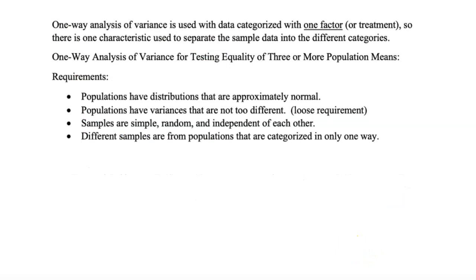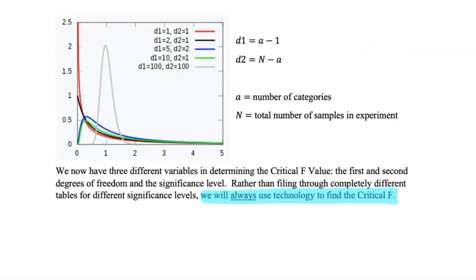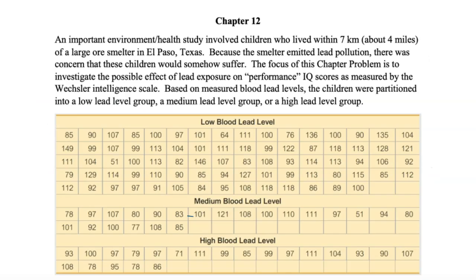In one-way analysis of variance, data is categorized with one factor or treatment. So there's one characteristic used to separate the sample data into different categories. Now we can still have essentially an unlimited number of different categories, but there's only one treatment. If we go back to this example, we can see that there are 3 different categories, low, medium, and high blood lead level, but there's only one treatment, and that's just the blood lead level of these individuals.